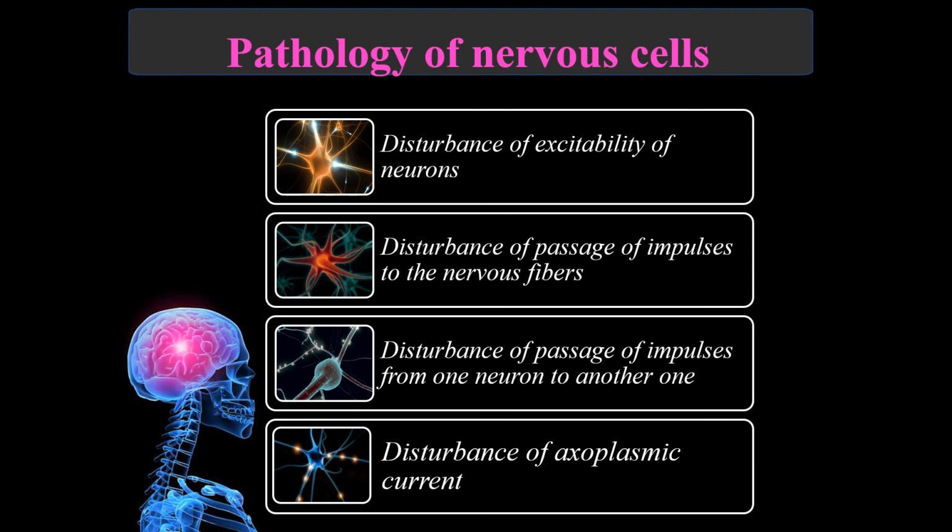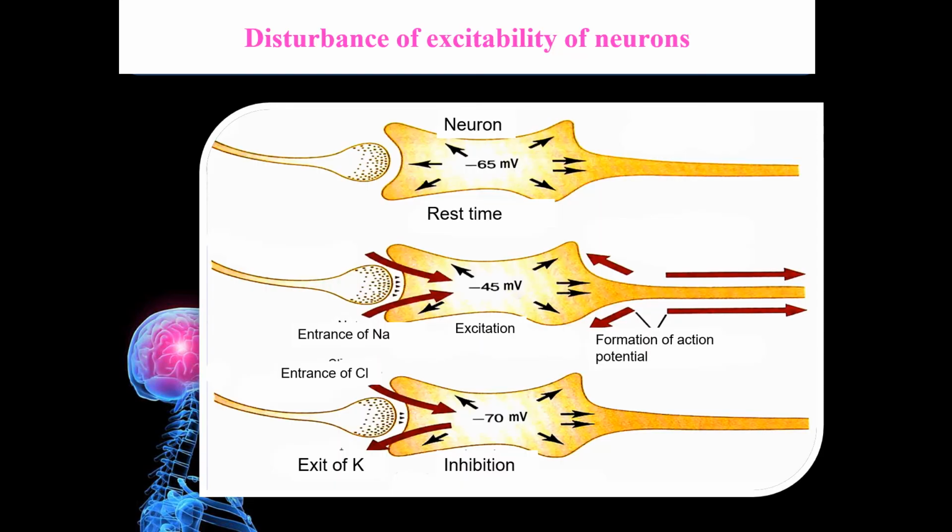Damage to neurons as a result of various pathogenic factors is manifested in the form of disturbance of their functions. These functions include the excitability of neurons, the passage of the impulses along nerve fibers, passage of impulses from one neuron to another or to the target organs, and axoplasmic transport. Now, the excitability of neurons.